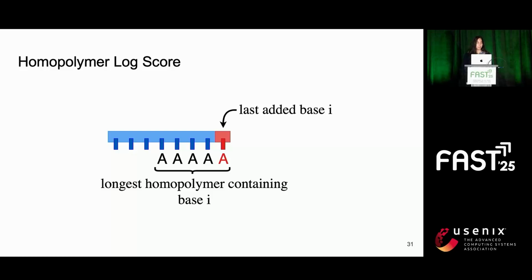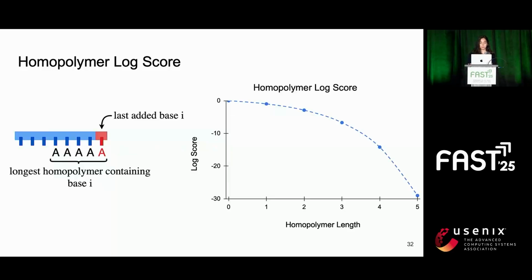We're trying to avoid having homopolymers, because the longer the homopolymer, the higher the chances of finding errors in your sequence. So the idea is, if adding that base increases your homopolymer length, the log score should go down. So this is the kind of shape we would like to see. In this curve, you can see on the x-axis the homopolymer length. And you can see that when it's 0, the homopolymer log score is a lot higher than if it's 5, for example.